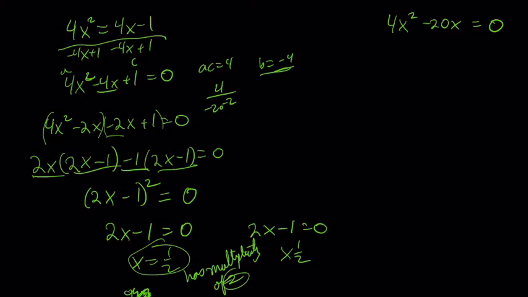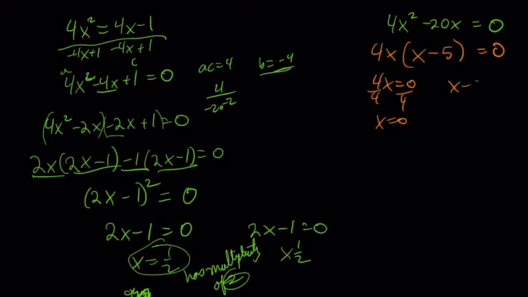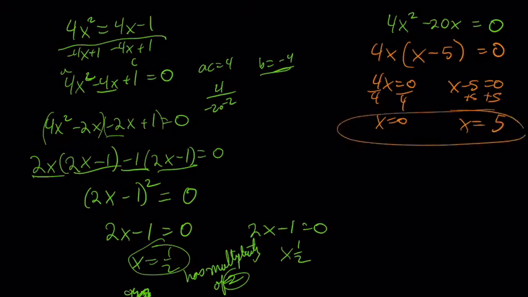Now in orange, let's take a look at 4x squared minus 20x equals 0. I want to go ahead and pull out the greatest common factor because I've only got 2 terms. That's going to be 4x times x minus 5. So I get 4x equals 0. Divide both sides by 4. x equals 0. I get x minus 5 equals 0. Add 5 to both sides. x equals 5. So here are my 2 solutions to this quadratic equation, also known as its x-intercepts.